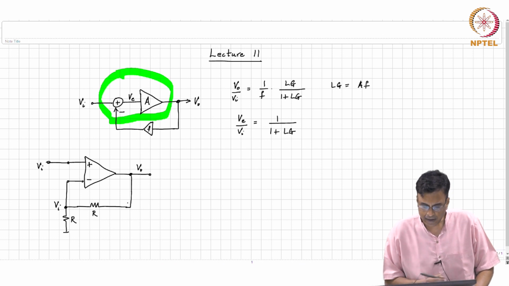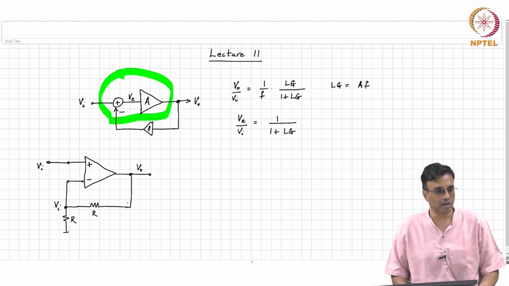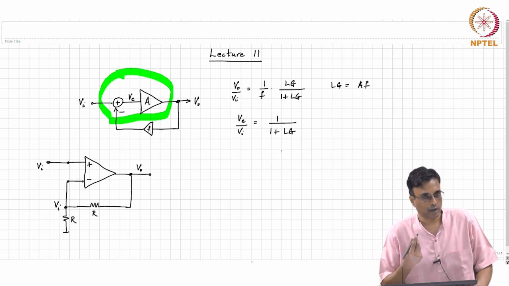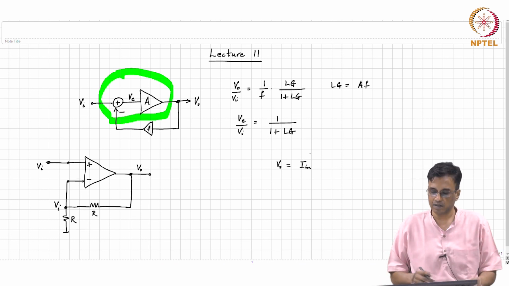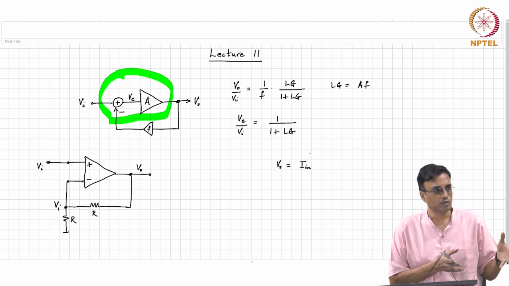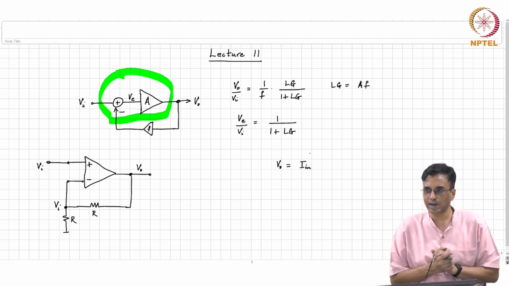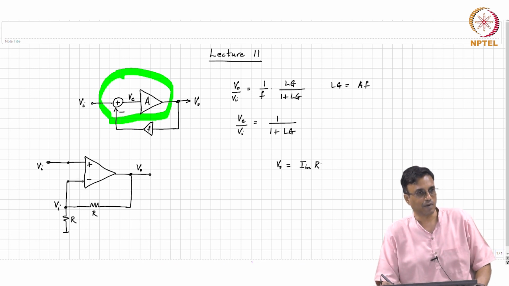Now, let us do another example, again something that you are most likely to be familiar with. Let us say we want to make a current controlled voltage source. So, let us say we want VO to be I in times some number. So, it is a current controlled voltage source. That proportionality factor will have dimensions of resistance. That is basically what is often called a transresistance amplifier.